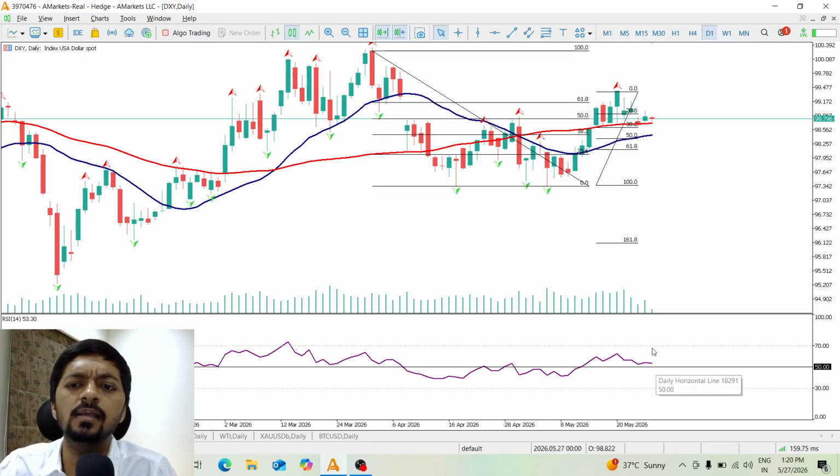If we look at the RSI, it is still trading above the 50 line, which indicates that momentum is still supporting this upward trend. At this point of time, the short to medium term trend can still continue this upward trend, but the long term trend is still sideways to bearish.